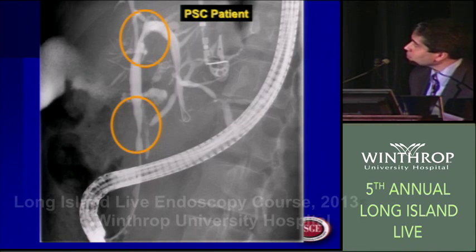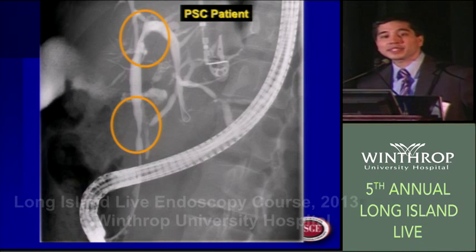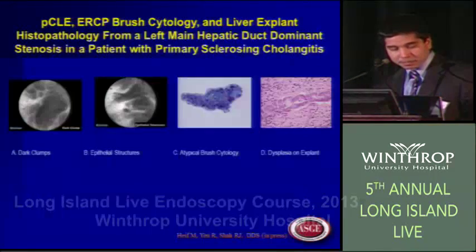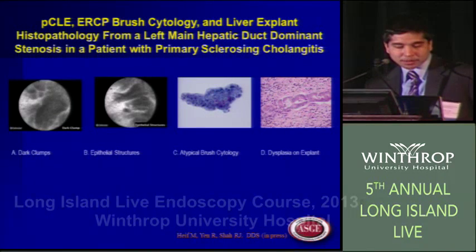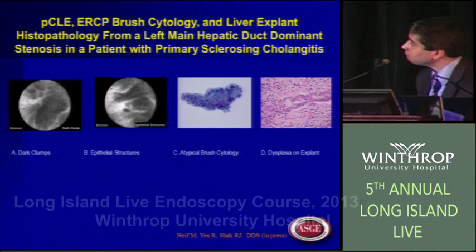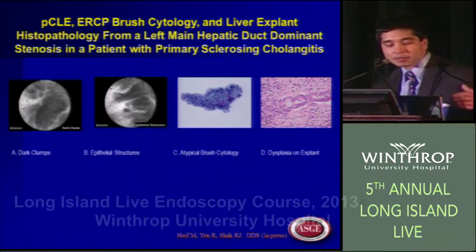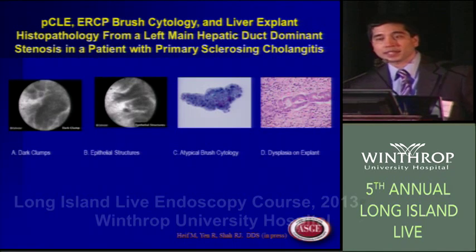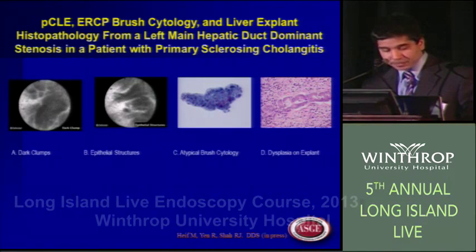A PSC patient is another place where we utilize this. You see some diffuse stricturing. Do you guys see PSC patients in your practice? Primary sclerosing cholangitis? All these dominant strictures are in the left main or right main duct, and sometimes we're not sure exactly where to sample. In this particular case, which has actually been published now, our first 20 patients using confocal with PSC in DDS, the patient in the left main hepatic duct had some dark clumps, some epithelial structures. The brush cytology was read as atypical. The patient subsequently went on to liver transplant, and there were areas of high-grade dysplasia that corresponded to what we were seeing by confocal, but not necessarily detecting by cytohistology prior to the transplant. It's just an example of how the pathology can correlate with what we're seeing with confocal.